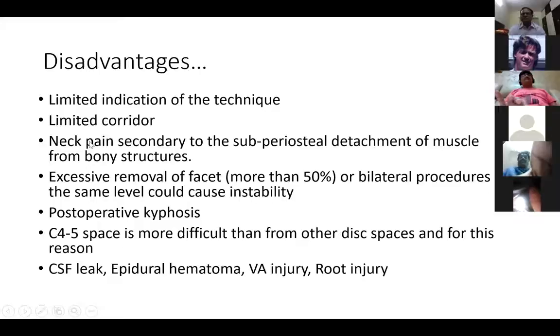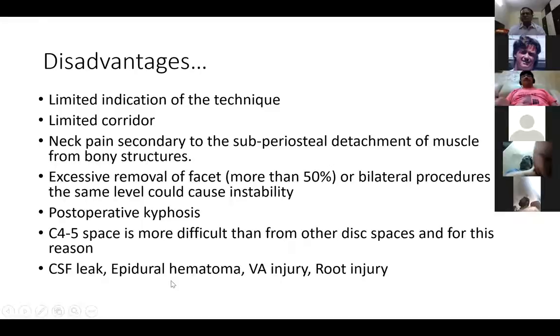And if you remove more than 50% of the facet, or bilaterally if you want to do that, then it can potentially result in some instability, and sometimes patients may develop a kyphosis. C4-5 disc prolapse is a very narrow space, and it's quite challenging, but I have done many cases of C4-5 also. Once you start doing that, you will not face this problem. And if you are careless, yes, a leak, dural hematoma. So these are remote complications, but they have to be listed for this technique.